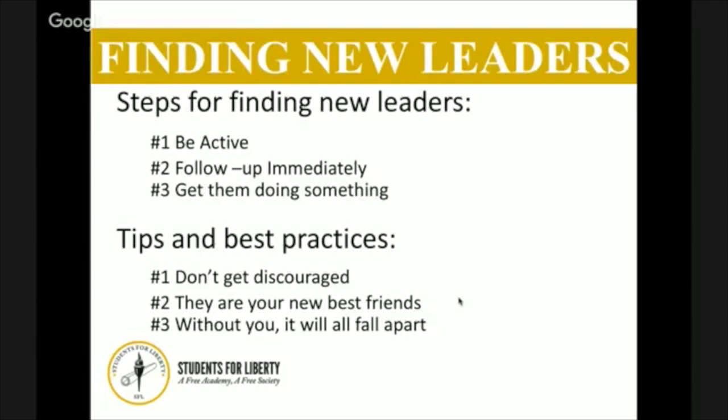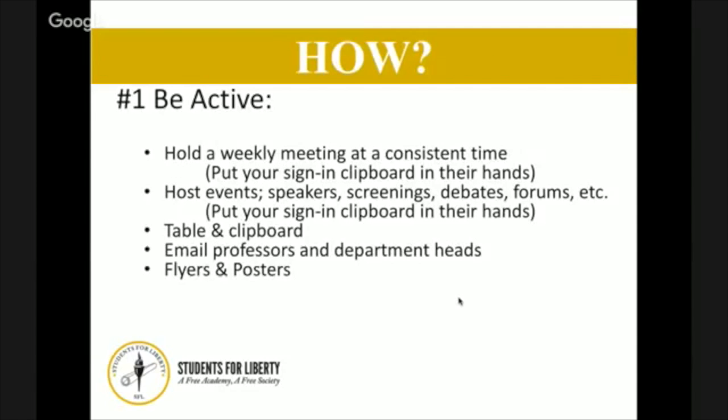So, number one, how do you be active? A couple of tips are hold a weekly meeting at a consistent time and then get sign-ups. Even if they've already signed up, have them sign up again. You'll never know which new signups you'll catch. So how do you do that? You want to be active as much as possible. A couple of tips for that. You want to hold a weekly meeting at a consistent time and have a sign-up clipboard there. Put that sign-up clipboard in the attendees' hands.